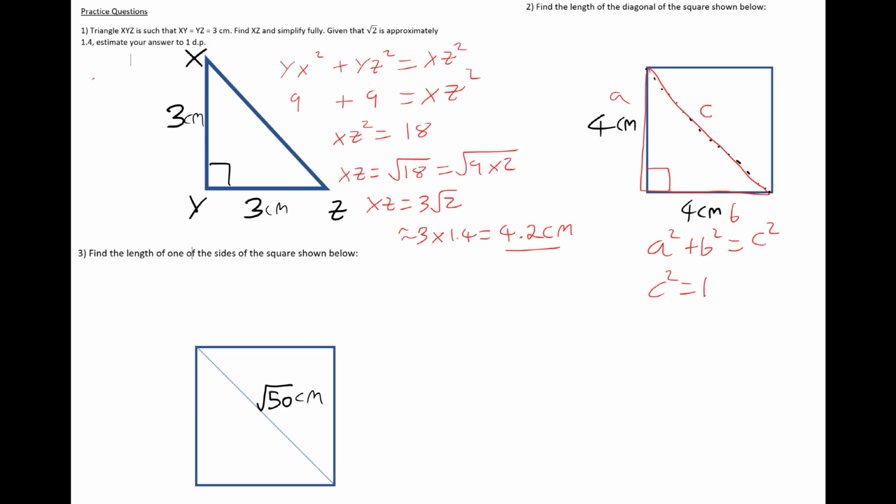So I have c squared is equal to 4 squared, which is 16, plus 16. c squared is equal to 32. To get c on its own, we square root. So I've got the square root of 32 for c, which is just root 16 times 2, which works out to be 4 root 2.